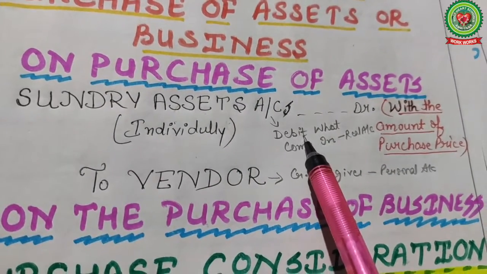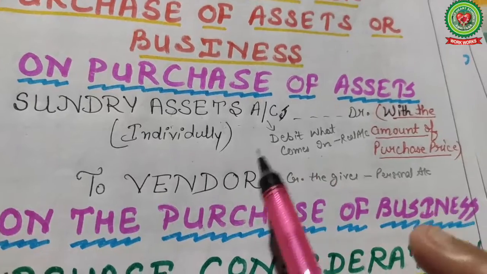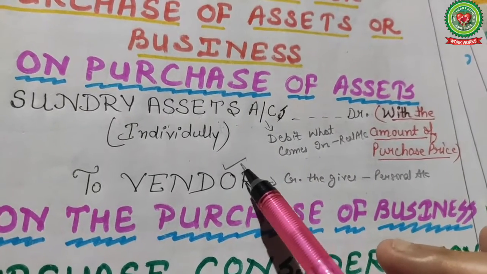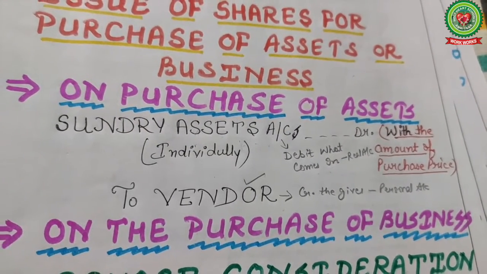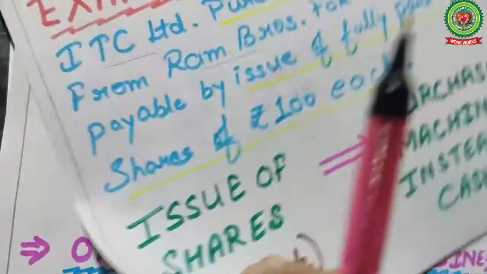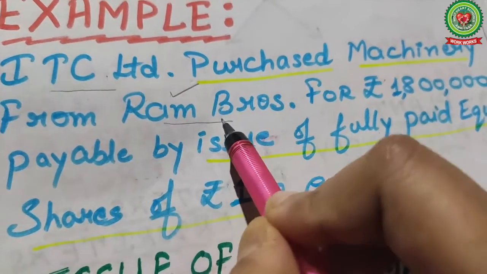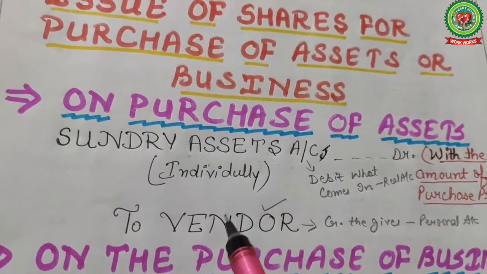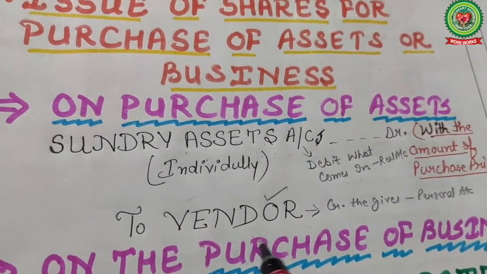Rule applicable: why are sundry assets debited? Debit what comes in, all the assets come in, so sundry assets are debited. To vendor, credit the giver, and who gives? The vendor gives, so write the name of the vendor. Likewise in this case, your vendor here is Ram Bros. ITC is your company which issues the shares, and Ram Bros is your vendor. So here, sundry assets to Ram account. So the entry on purchase of asset is sundry assets, each and every asset, to vendor.